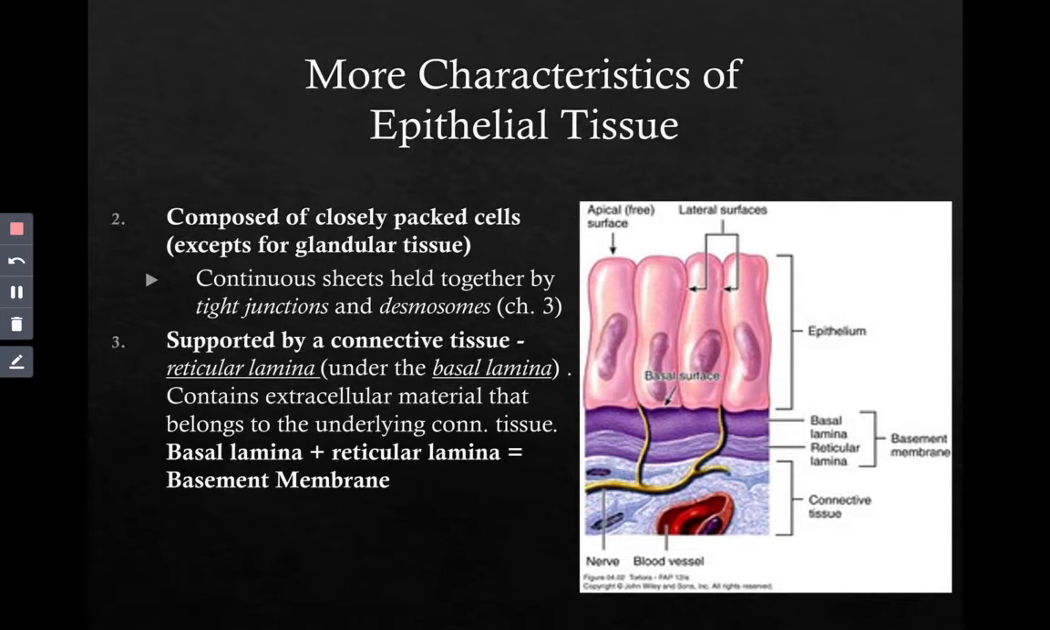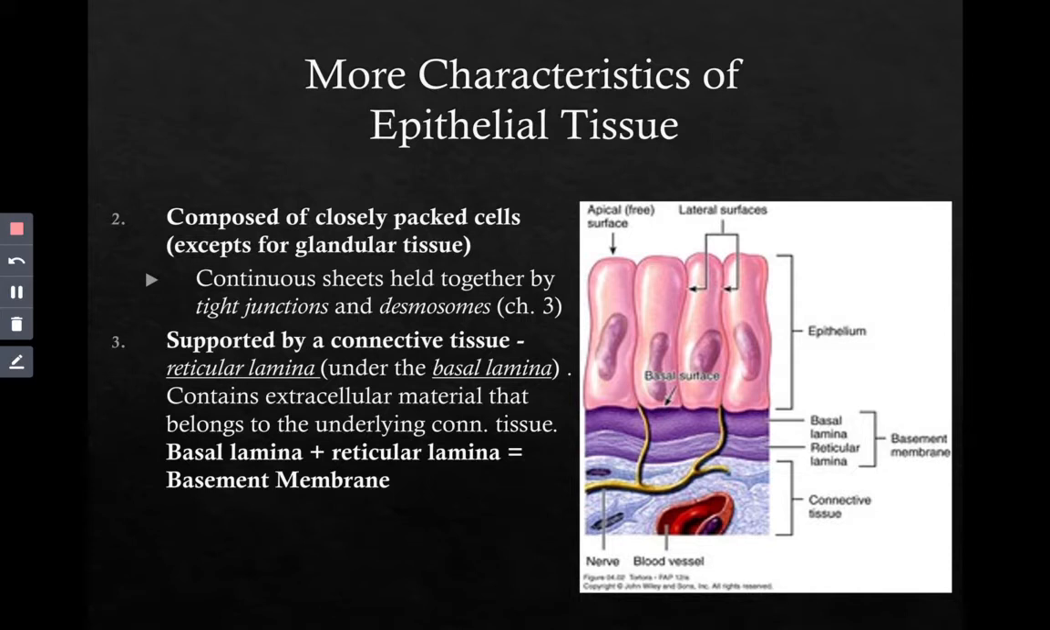The other characteristic of epithelial tissue is the fact that all epithelial sheets are supported by connective tissue. And I mentioned the basal lamina. That's going to be the attached layer that's just below epithelial sheets. There's also generally a reticular lamina. And the basal plus the reticular lamina makes up what we call a basement membrane. And all epithelial sheets have a basement membrane.